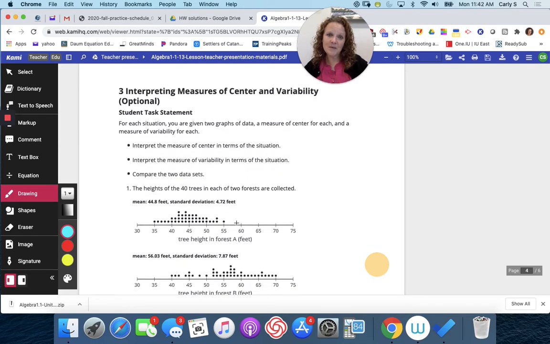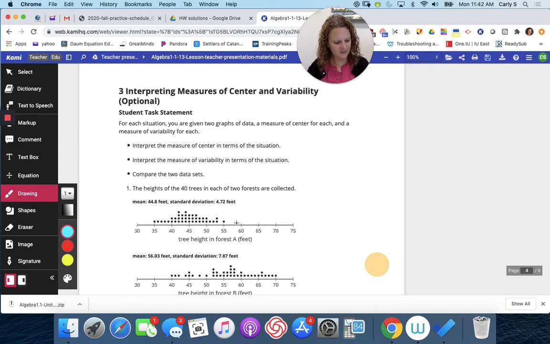Okay, now interpreting measures of center and variability. I'm not to the right page yet. Sorry. Still not the right page.